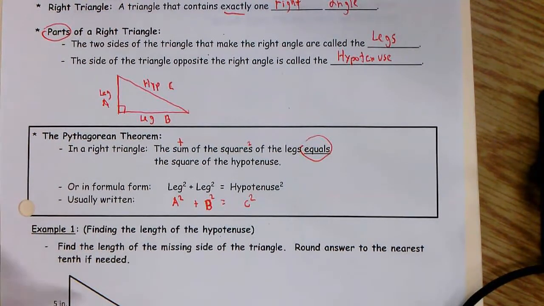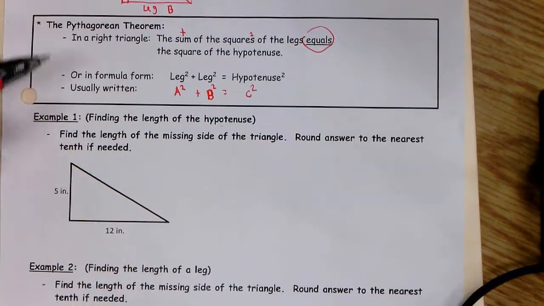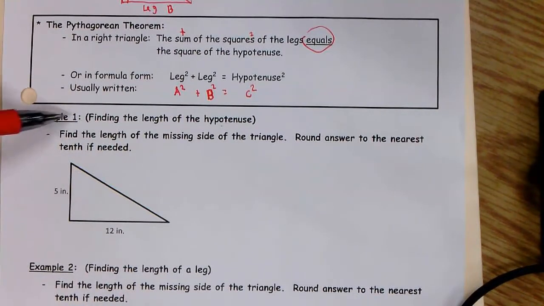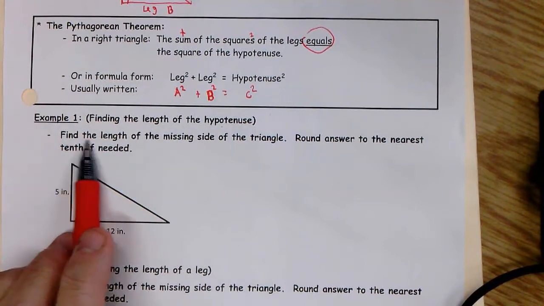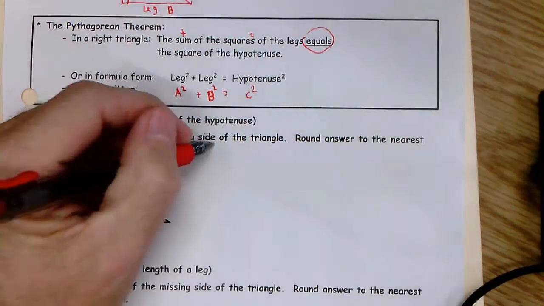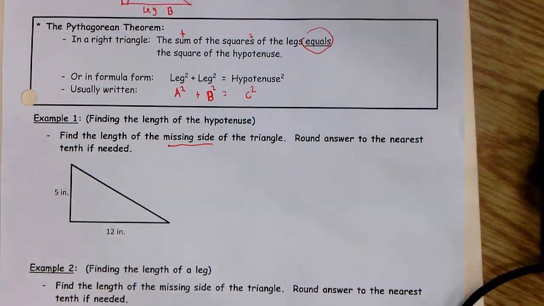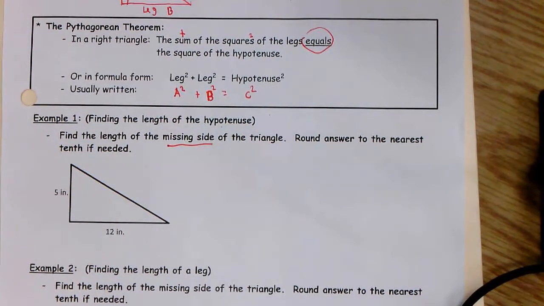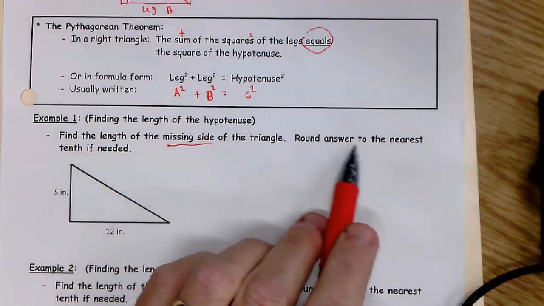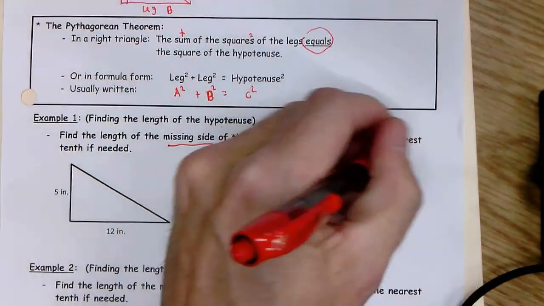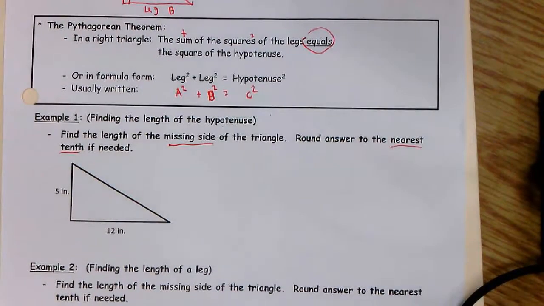So we're going to do two quick examples here on the front. First, we're going to find the length of the hypotenuse when it's missing. You know, the directions say find the length of the missing side. So the missing side might be the hypotenuse, or it might be one of the legs. In this first example, it is the hypotenuse. And we're going to round our answer to the nearest tenth, if needed. Maybe it will be a whole number.